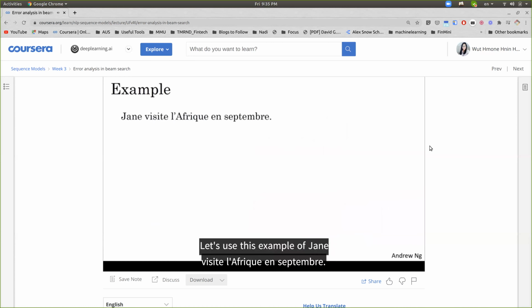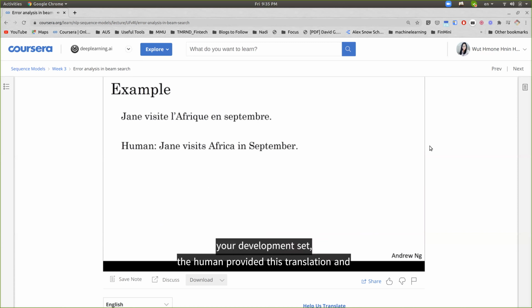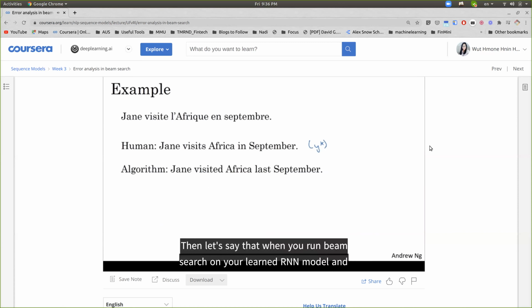Let's use this example of Jane visite l'Afrique en septembre. So let's say that in your machine translation dev set, your development set, the human provided this translation, Jane visits Africa in September, and I'm going to call this Y star. So this is a pretty good translation written by a human. But let's say that when you run Beam Search on your learned RNN model, your learned translation model, it ends up with this translation, which you call Y hat: Jane visited Africa last September, which is a much worse translation of the French sentence. It actually changes the meaning, so it's not a good translation.